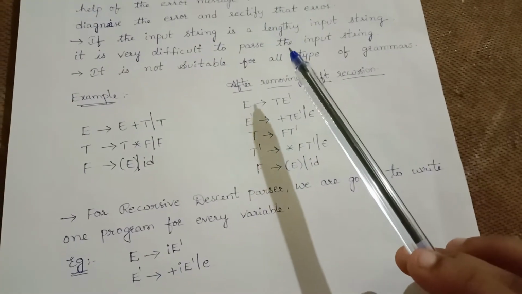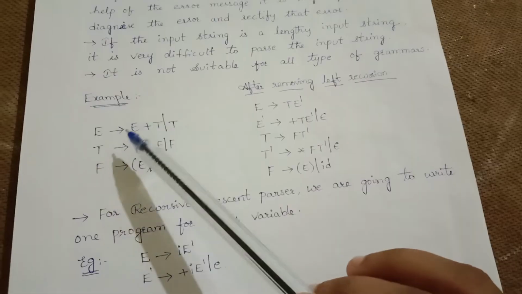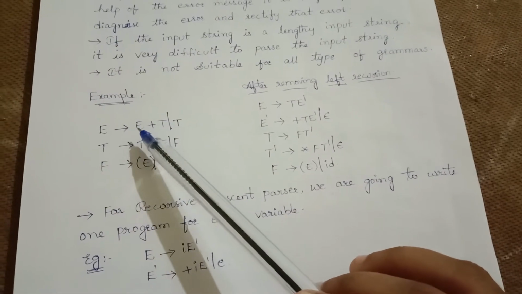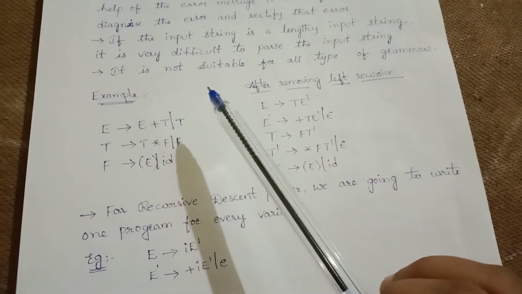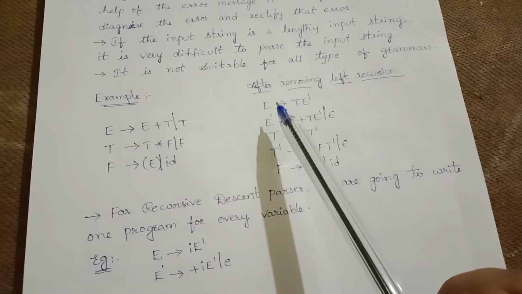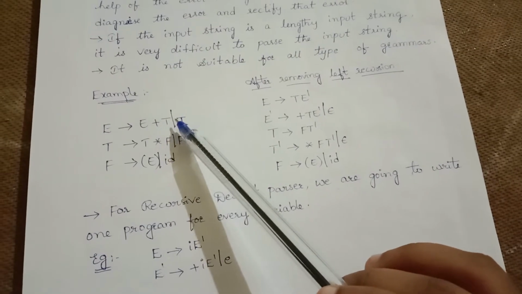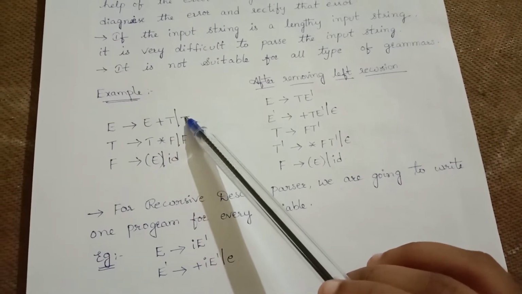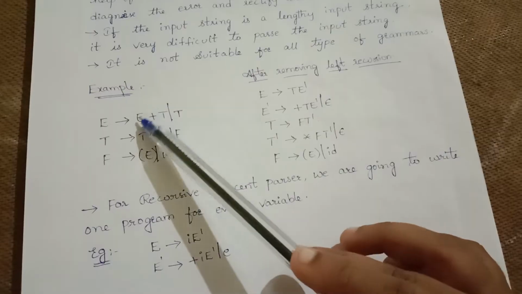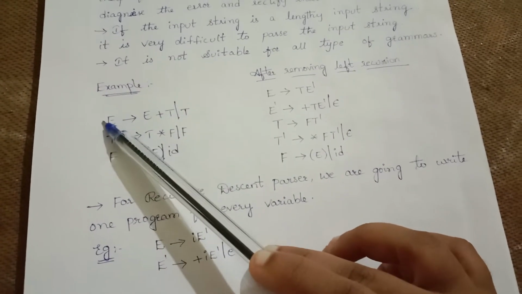How do we check whether it is left recursive or not? If the left-hand side and the right-hand side have the same starting symbol, then it is called a left recursive production. In order to eliminate the left recursive production, the first step is to write the non-left recursive productions. So E tends to E plus T; here the symbol E is on both sides.